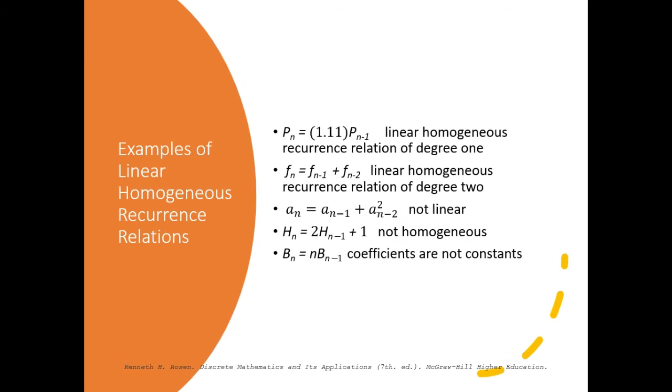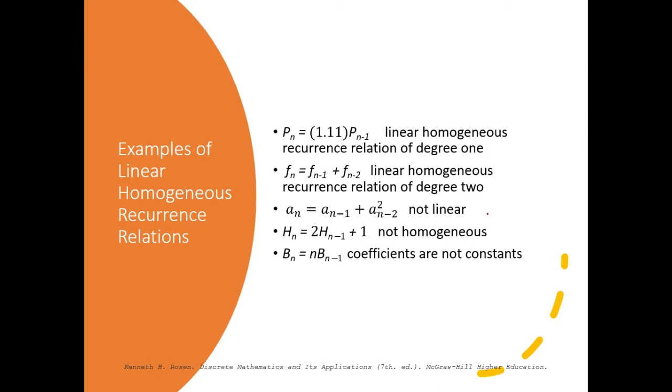Now these are a few examples of recurrence relations. First is calculating the principal earned at the end of the nth year at 11% per annum, which is a linear homogeneous recurrence relation of degree 1, as a_n is expressed using only the previous one term of the sequence. The next one is the Fibonacci series. The second one, f_n equals f_(n-1) plus f_(n-2), is a linear homogeneous recurrence relation of degree 2, as the nth element in the series is expressed as the addition of the previous two elements of the series.